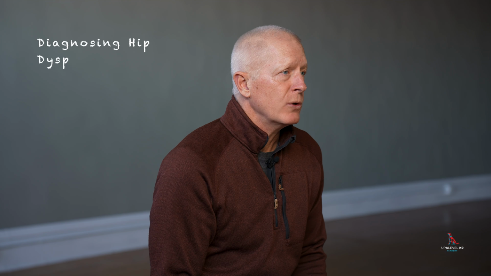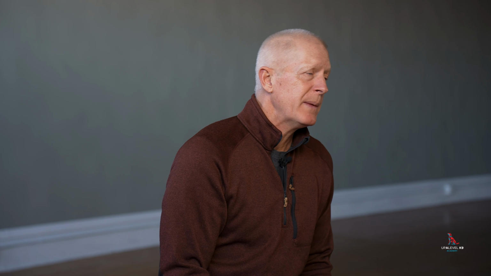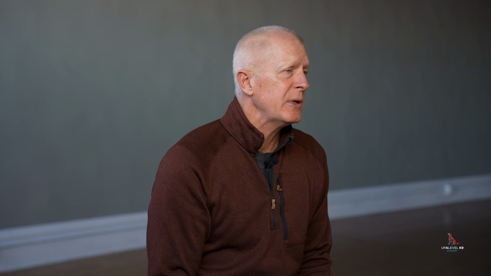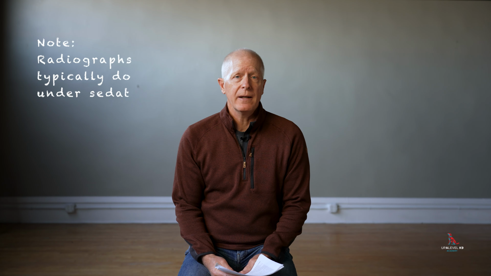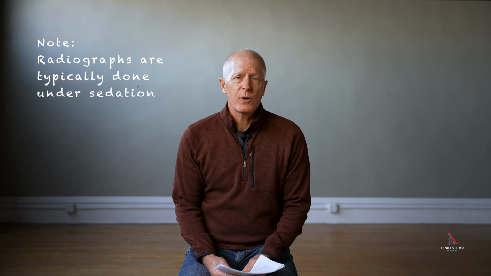So how do we diagnose hip dysplasia? Typically, if we see a young dog coming in with those clinical signs of decreasing exercise, having difficulty getting up from laying down, muscle atrophy in the back end, we suspect that they do have hip dysplasia. After orthopedic exam, we typically recommend radiographs, and radiographs usually need to be done under sedation because positioning them for the x-rays can be very, very uncomfortable.